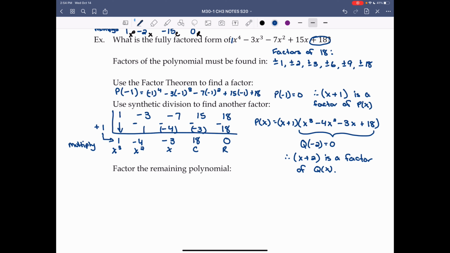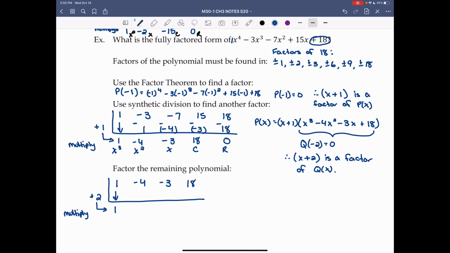Next, it wants us to factor the remaining polynomial. So if we take q of x, which is x cubed minus 4x squared minus 3x plus 18, and divide that by the factor that we determined above, that was x plus 2, I'm going to use synthetic division again. So q of x, the coefficients are 1 for the x cubed term, negative 4 for the x squared term, negative 3 for the x term, and 18 as the constant. Our factor is x plus 2, so plus 2 here.